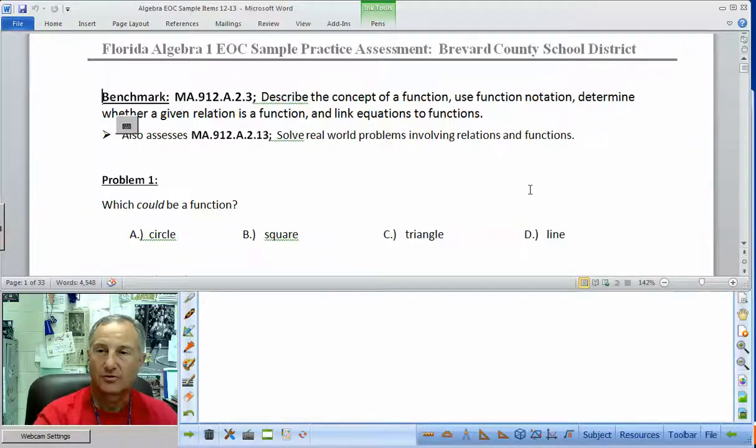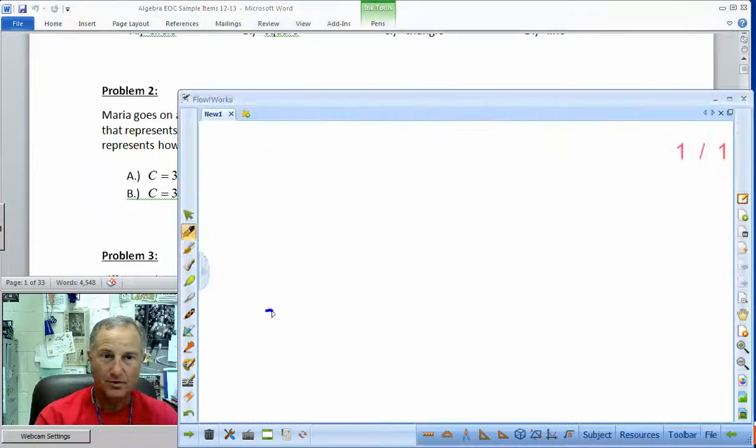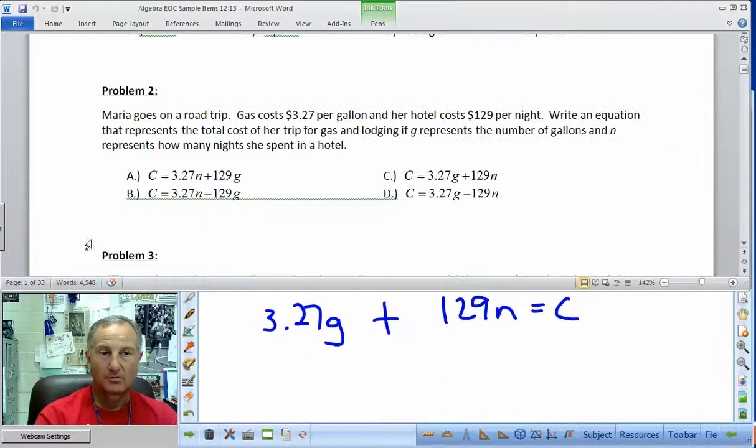Here we go, question 2. Maria goes on a road trip. Gas costs $3.27 per gallon, and her hotel costs $129 per night. Write an equation that represents the total cost of her trip if G is the number of gallons and N is the number of nights. Let's take a look here. $3.27 per gallon, so you're multiplying it by the number of gallons. $129 per night, so if you stay N nights, it's 129 times N. You want the total charge? We just add them up. Pretty straightforward there. When you look back over here, which one matches up with that? That's G. Not too tough right there.